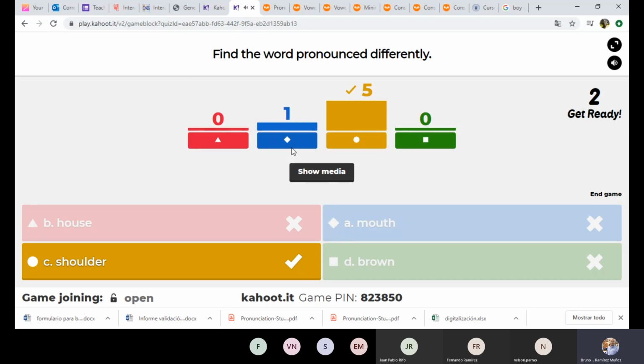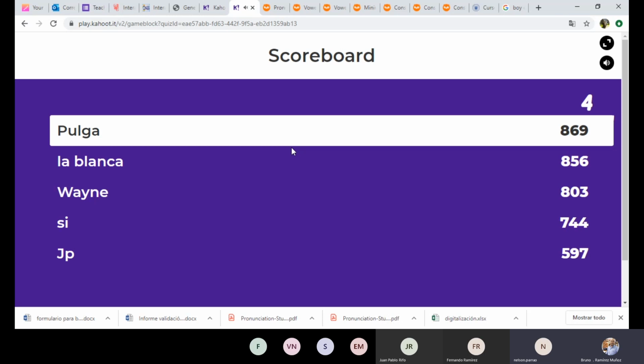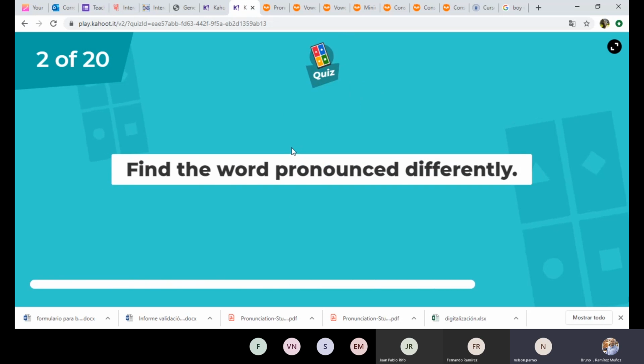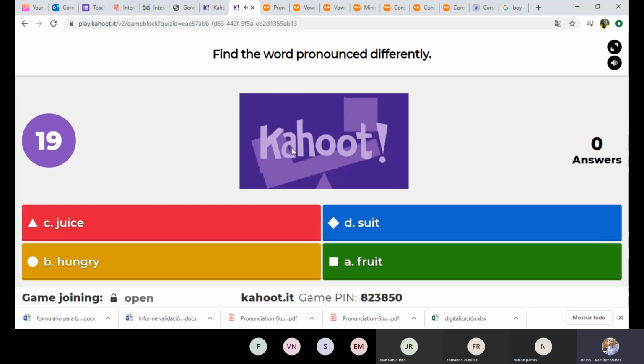Shoulder, right? Oh, not ow. Okay, it's with... I started thinking with consonant sound. Okay. Find the word pronounced differently.